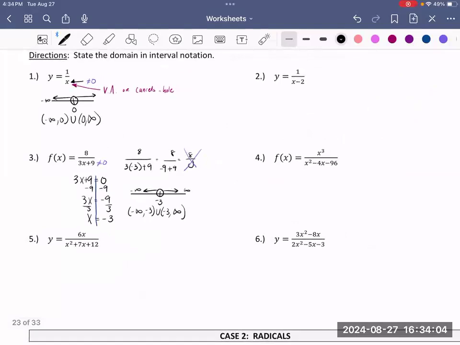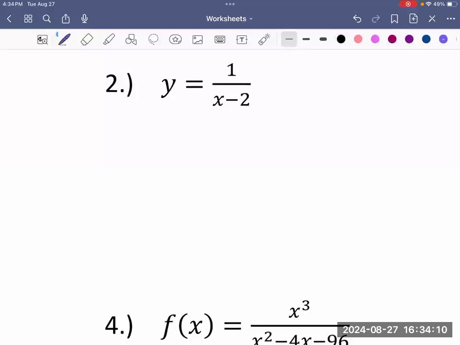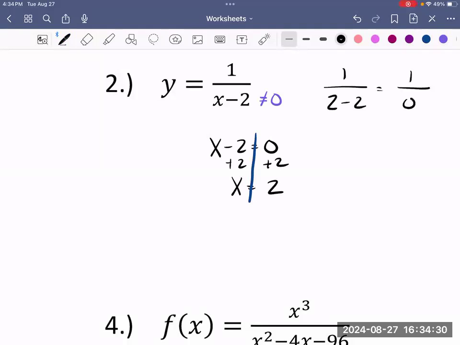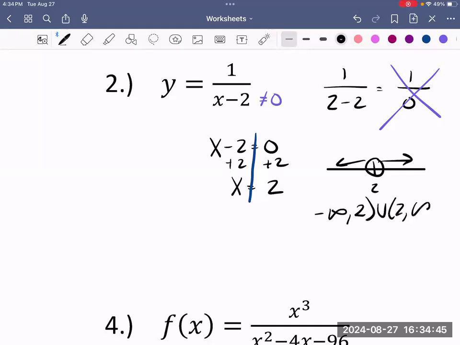So let's try it again with number 2. Pause the video and try number 2. Again, we're trying to figure out what number x we should avoid. So x minus 2 is equal to 0. We can add 2 to both sides, so x is positive 2. Again, we don't want this to happen because if we have 2 in your denominator, that will make it a 0, which we do not want. So x can be any number in your domain other than 2. So we go from negative infinity to 2, union 2 to infinity.